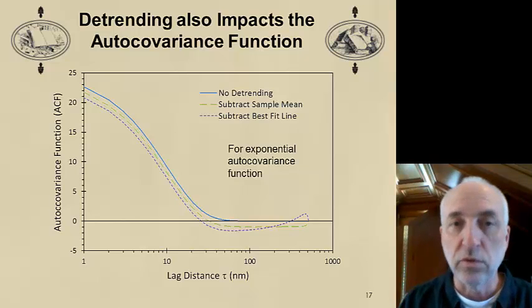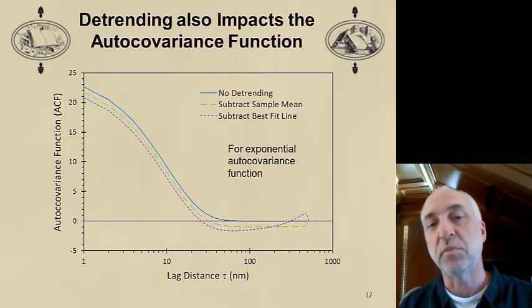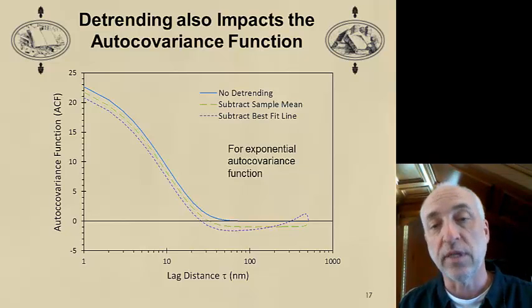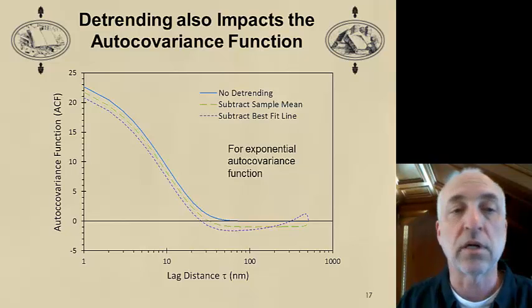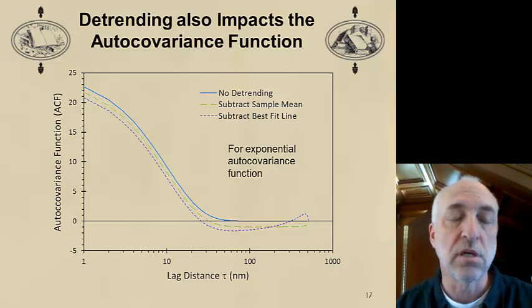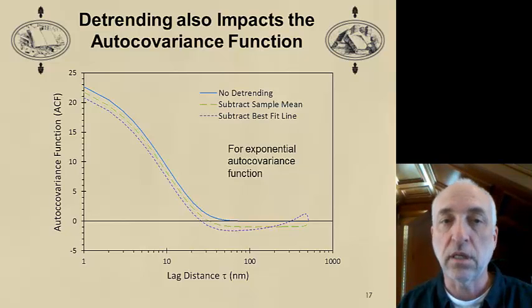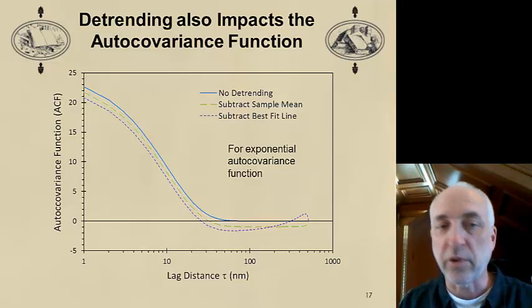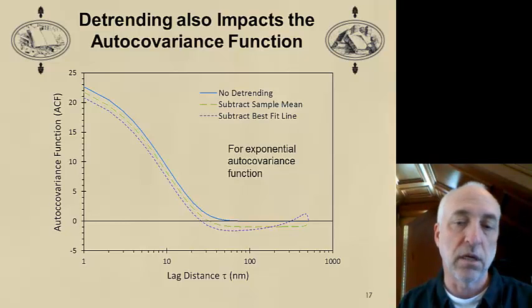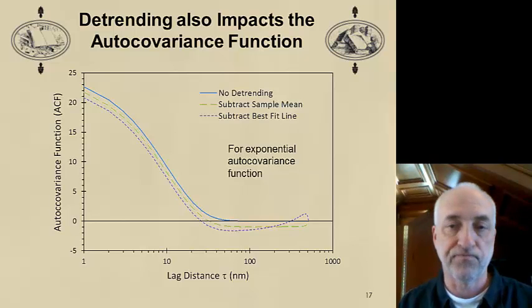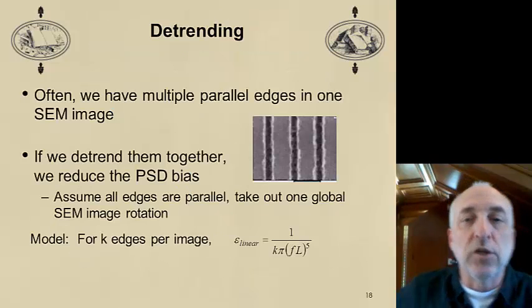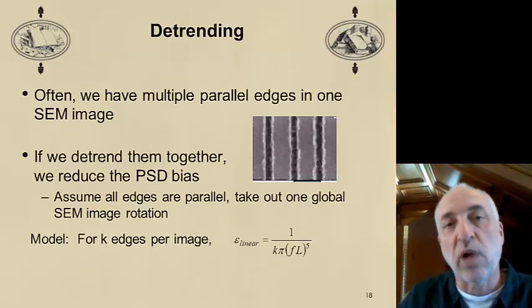So whenever you look at AutoCovariance functions, you have to be very, very careful, because unlike the PSD, where the errors are confined to the lowest frequencies, the errors for the AutoCovariance function are spread out over the entire lag distances. But there's something we can do to help with this problem.